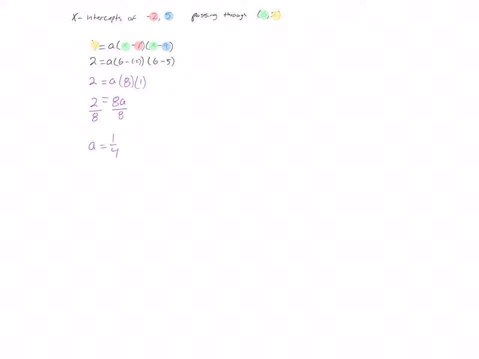So now to write my equation, I'm going to again go back to this, use my intercepts, and use my a. So I'm going to say y is equal to 1/4 times (x plus 2), because notice it's a minus negative 2, and then (x minus 5). And that is my equation.